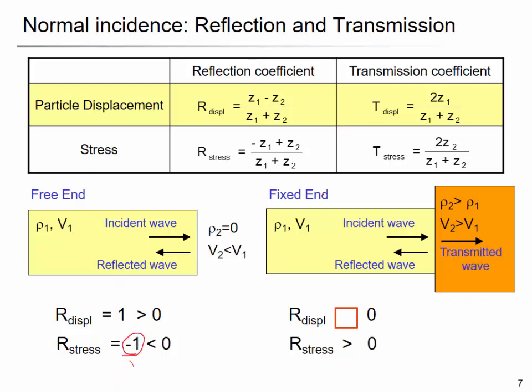Okay. And in the case of the fixed end, you have a low impedance to a high impedance, and then let's look at this one, and this will be larger than zero, so it will be the positive value, right? So then the reflective wave will have the same polarity in terms of the stress, right? And in terms of the displacement, this will have the negative value. So in the case of a string with wave propagation, the wave becomes inverted in the case of a fixed end. So that's what we saw from the video, actually.